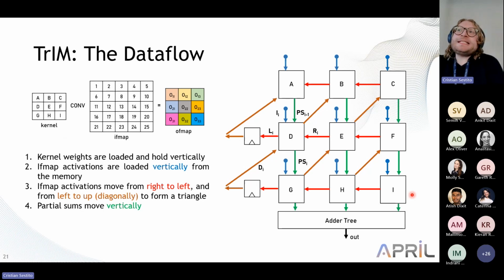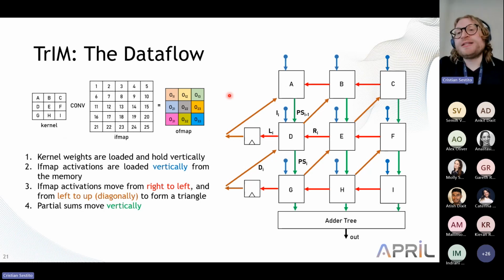The innovation stays in the movement of the activations, so of the pixels of the input feature map. In particular, these activations follow a sort of triangular movement. We load them initially vertically from the external memory. Then we move them as much as we can horizontally through a right to left movement. And once we finish this movement, we reuse them as much as we can diagonally through the brown routes from bottom to top.